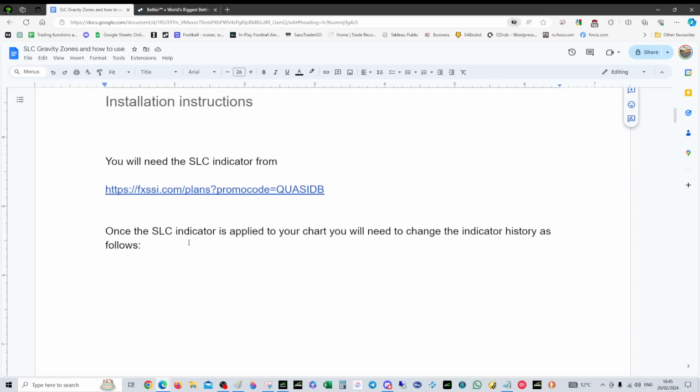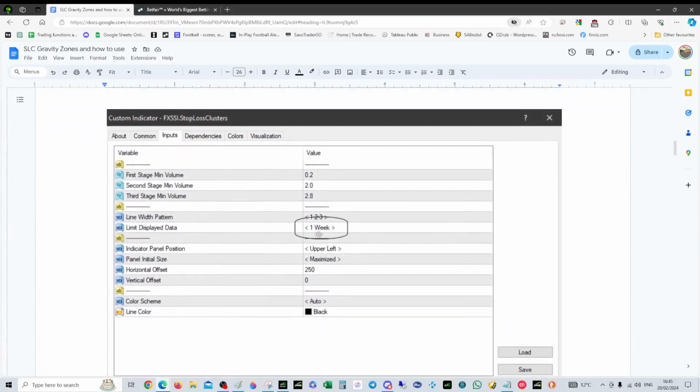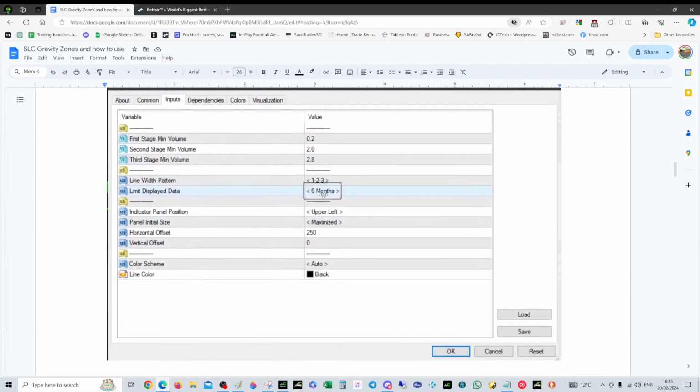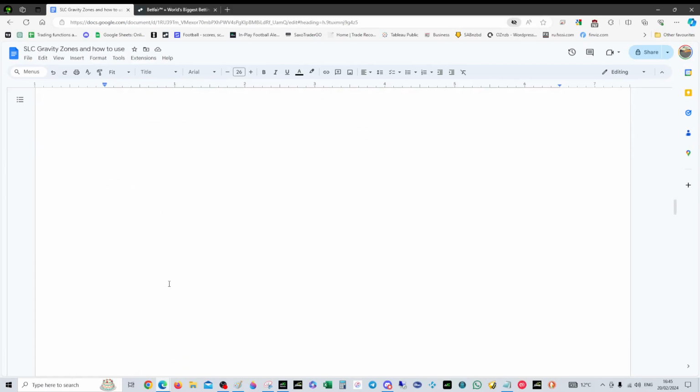Once you've applied it to your chart, you need to change the history. That's all you need to do. By default it's 1 week. You're going to put it to 6 months. 3 months is probably okay, to be honest, but 6 months is fine. You don't really need to go that far back. It's very simple. You'll just map in the zones using the SLC upper and lower, and we'll call these boxes gravity zones.